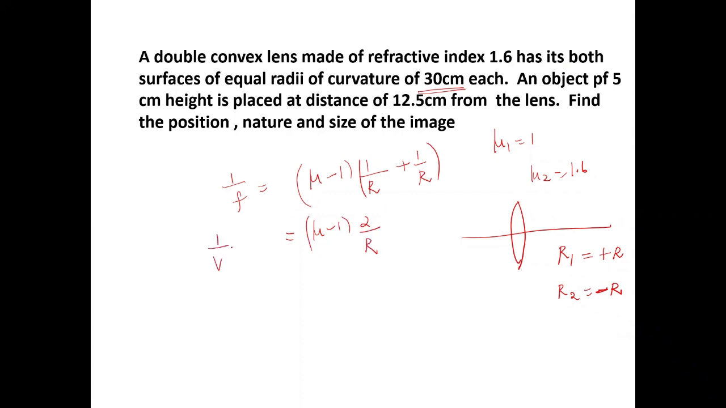So mu minus 1 into 2 by R, and this is 1 by v minus 1 by u. Because in this problem, a double convex lens made of refractive index 1.6 has both surfaces of equal radius of curvature. So R1 is R, R2 is minus R. Equal, but the signs are opposite. An object of 5 centimeter height is placed at a distance of 12.5. So what is the object distance, teachers? It is minus 12.5. Okay. So 1.6 minus 1 is 0.6 into 2 divided by R, which is 30, so 1.2 by 30 will be 1 by v minus 1 by u.